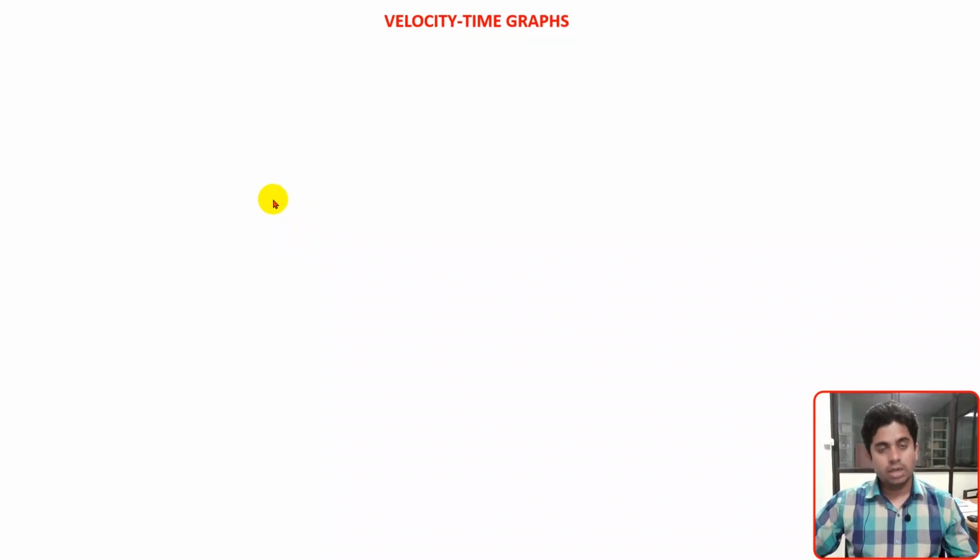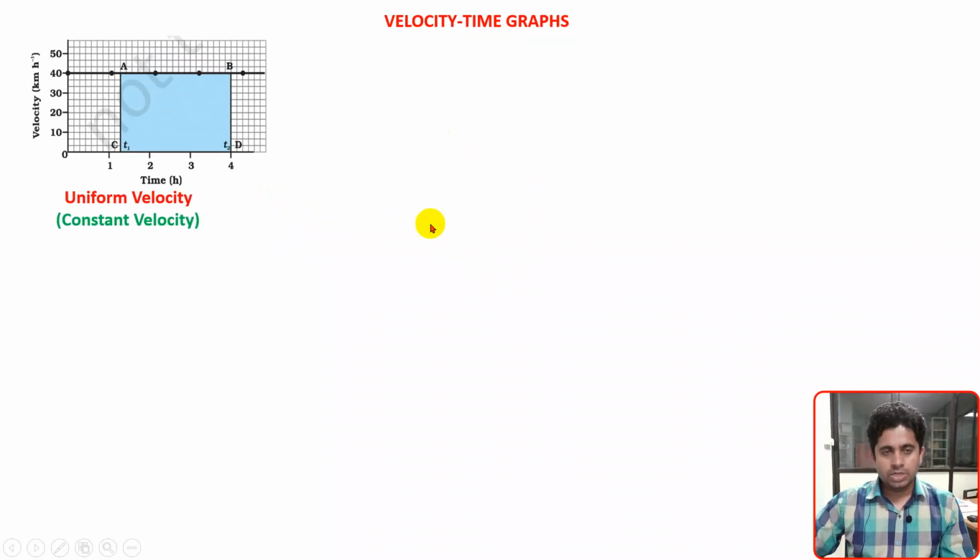Hello everyone, we will continue our discussion about the velocity time graph. For uniform velocity or constant velocity, if you want to calculate the magnitude of the displacement, that will be the area of this rectangle ABCD, which is under the velocity time graph or under this line.